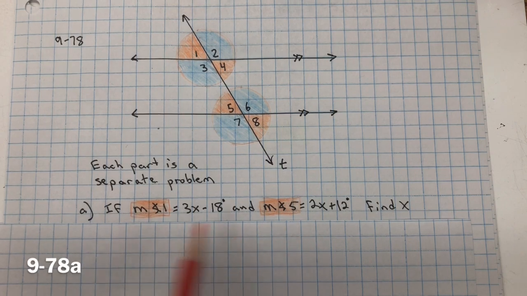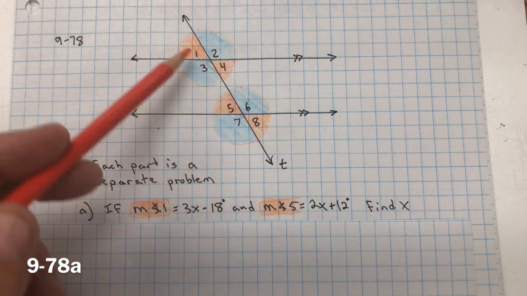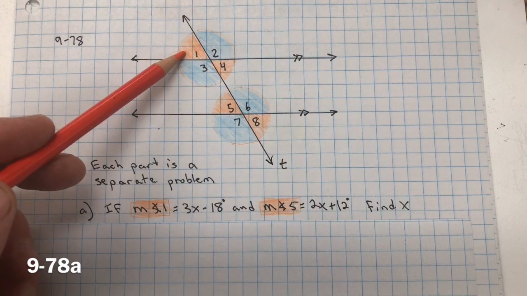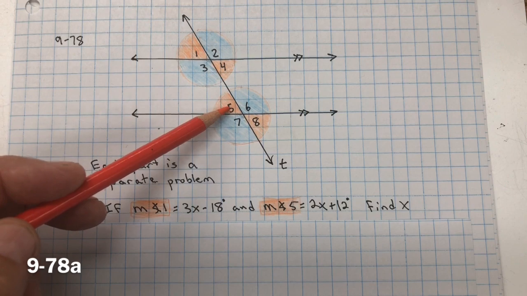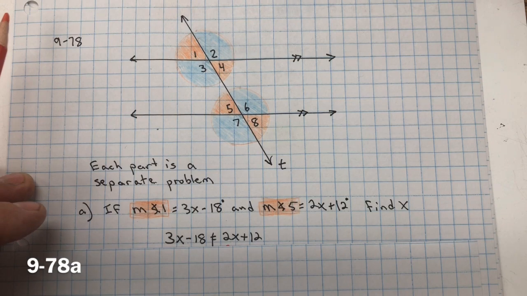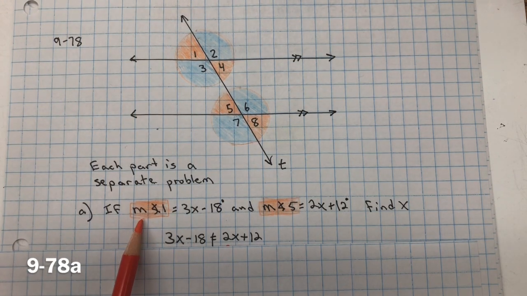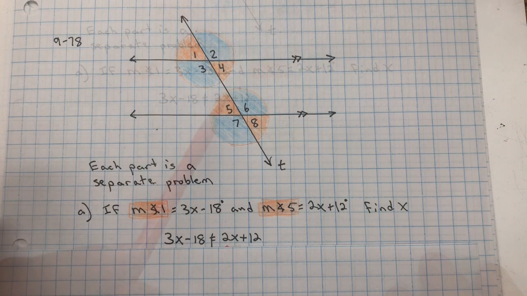So I know that angle 1 and angle 5 are congruent. Angle 1 and angle 5, they're the same color. Not only the same color, but these are corresponding angles. They slide down the transversal, and corresponding angles are congruent. So, in order to solve this, we have the measure of angle 1 equals this. The measure of angle 5 equals this, so I put it here because they're congruent to each other. So now I solve for x.